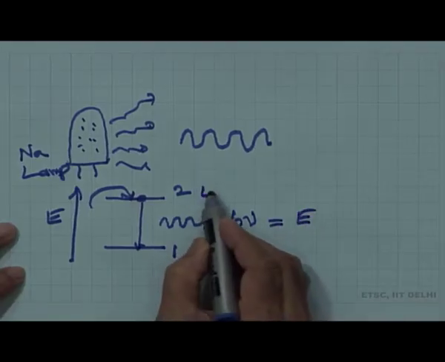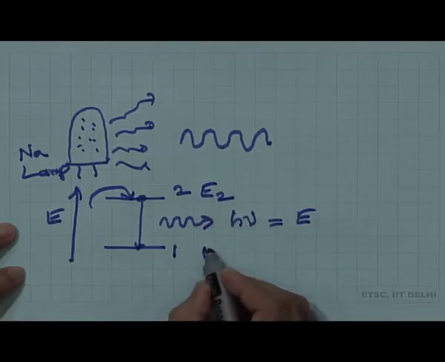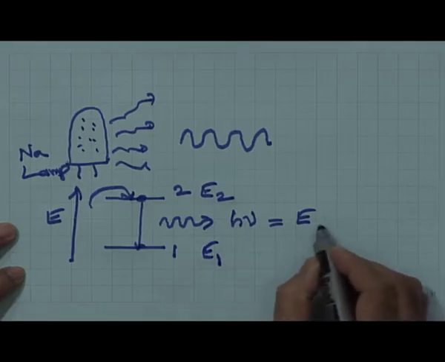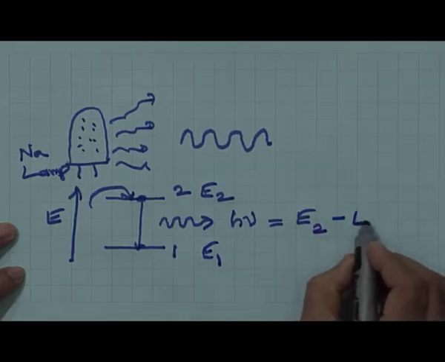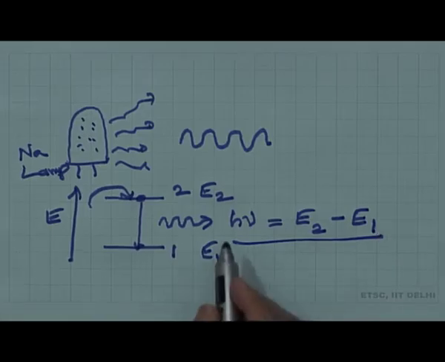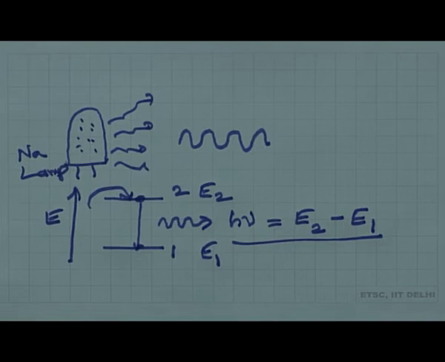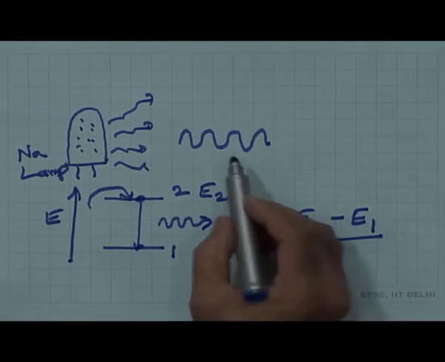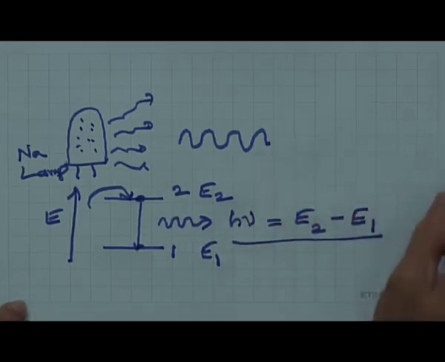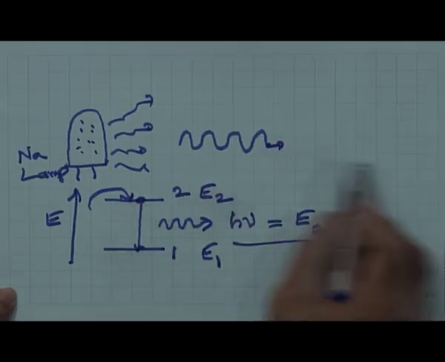If the energy of the upper level was E 2 and the energy of the first level was E 1, then h nu is equal to E 2 minus E 1. We know this, we have already studied this. So, energy is given in terms of photon packets. Now, these are not infinitely extended, because infinitely extended would mean infinite energy, and therefore, these are finite wave trains which are emitted.